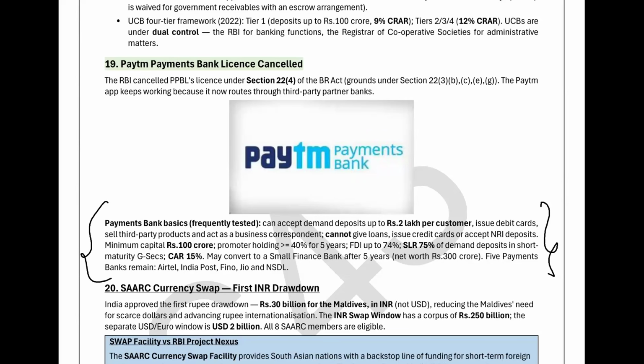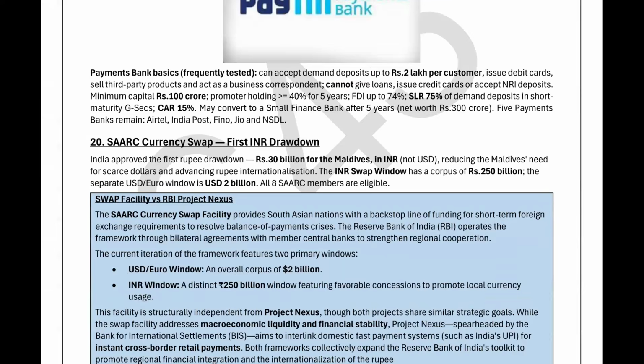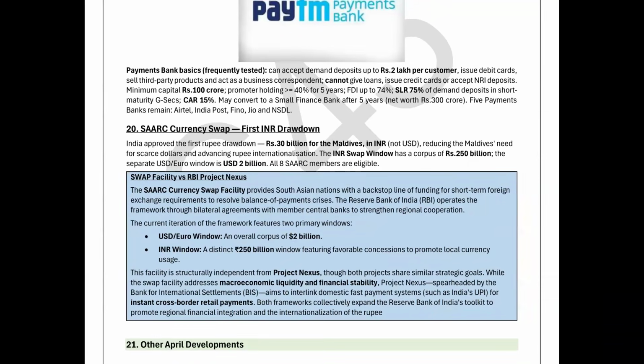ठीक है? And can demand deposit up to ₹12 lakh. So please try to understand कि Paytm Payment Bank's license has been cancelled under section 22, subsection 4. This will only come in your prelims paper. So 19th news, right? In the mains point of view you can mention, but prelims के लिए बस इतना जानना है कि किस पेमेंट बैंक का लाइसेंस कैंसिल कर दिया गया है, राइट?